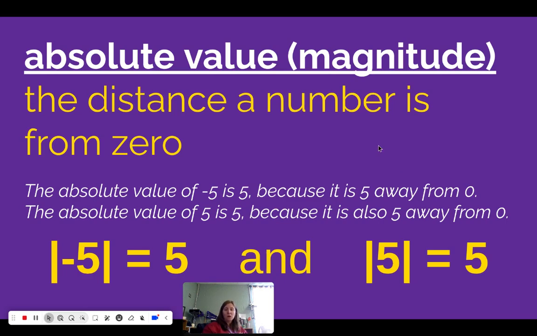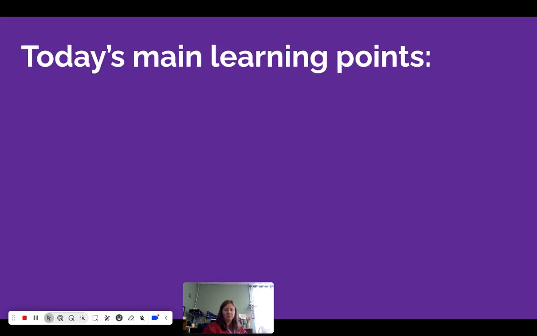So this word you may or may not know already: absolute value. Absolute value is magnitude. It's the distance a number is away from 0. The absolute value of -5 is 5 because it is 5 away from 0. The absolute value of 5 is also 5 because it's also 5 away from 0. This is how you write absolute value, with these lines up and down. So the absolute value of -5 is 5 and the absolute value of +5 is 5.